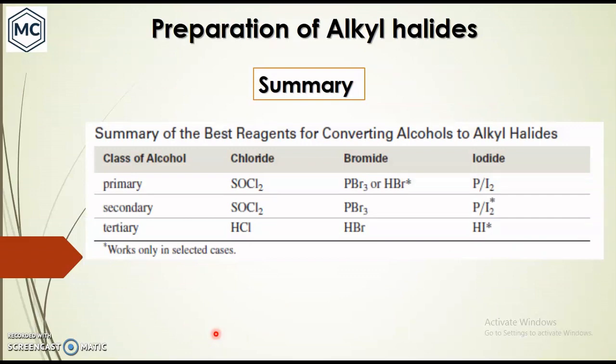And in summary, this is the table telling about the best reagent for converting alcohol into alkyl halide. If you're using primary alcohol and if you want to get chloride, the best one is thionyl chloride. If you want bromide, you can use phosphorus tribromide, and for iodide, red phosphorus and iodine. And secondary, the best one for chloride is thionyl chloride, for bromide phosphorus tribromide, and phosphorus and iodine for iodide. And for primary and secondary, these are the best reagents for converting into alkyl halide. And remember, for tertiary, it is better to use hydrogen chloride for chloride, HBr to get bromide, and HI to get iodide. Okay, that's all about my topic.